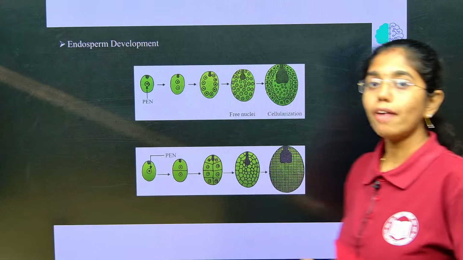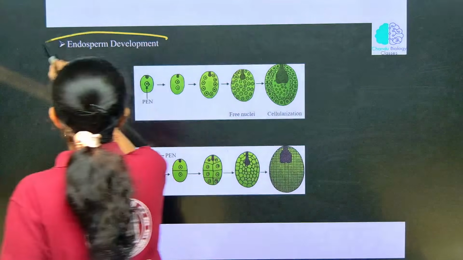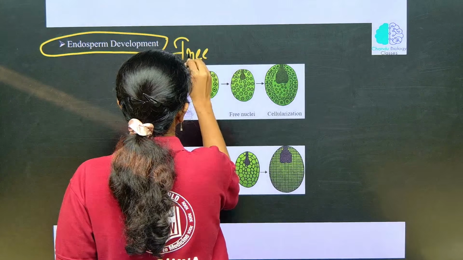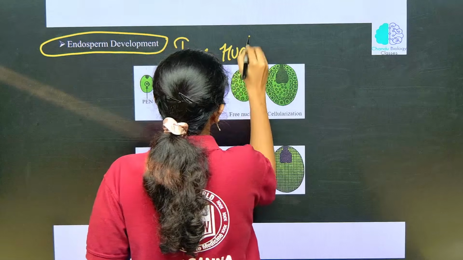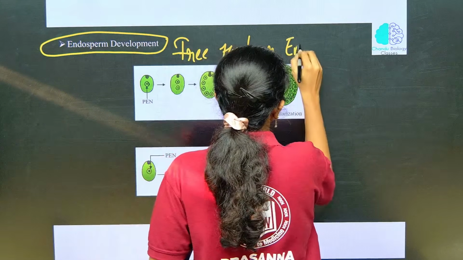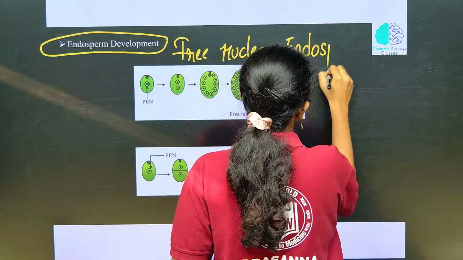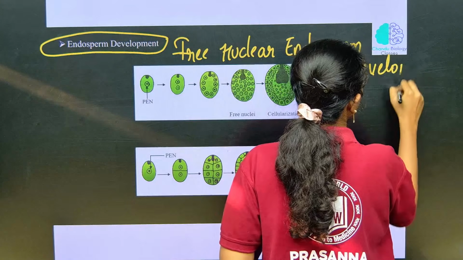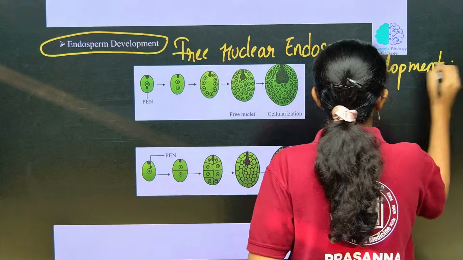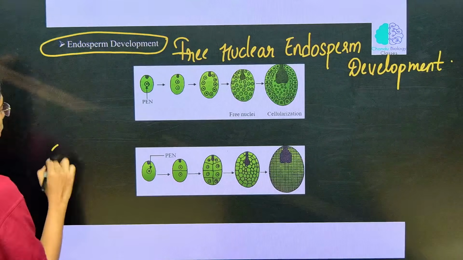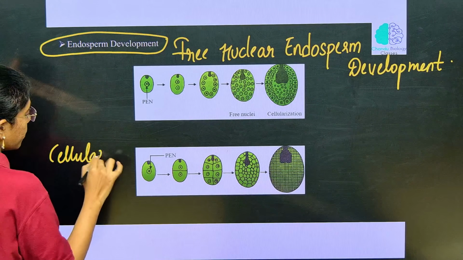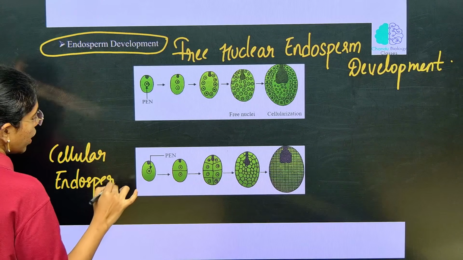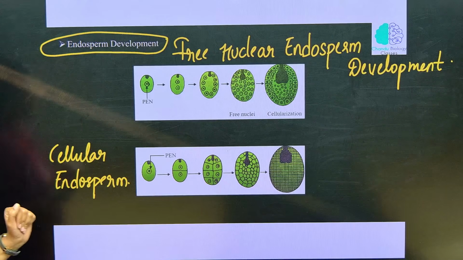Now you see we have 2 patterns of endosperm development. One is free nuclear endospermic development, and the other is cellular endosperm development. Free nuclear endospermic development and cellular endospermic development.